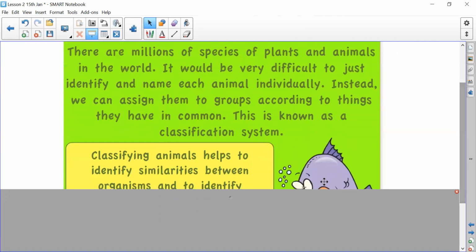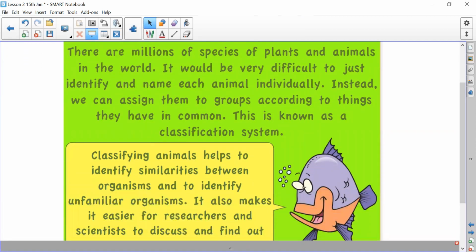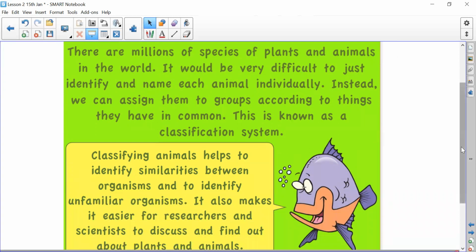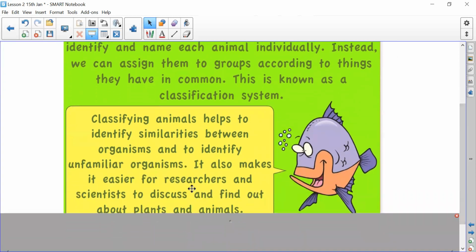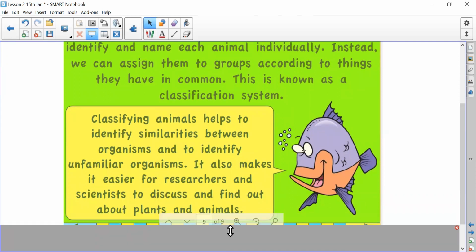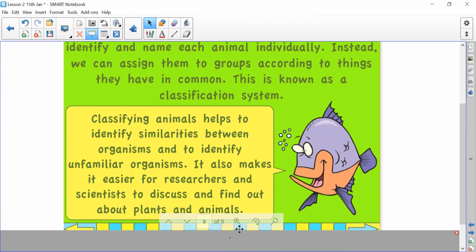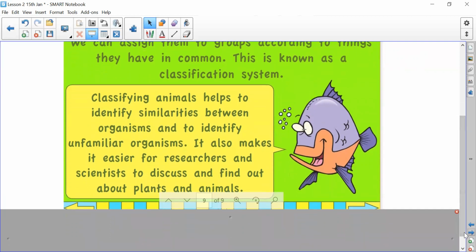Classifying animals helps to identify similarities between organisms and to identify unfamiliar organisms. It also makes it easier for researchers and scientists to discuss and find out about plants and animals. So perhaps if you were to become a scientific researcher one day, you might find a new type of species that we didn't know, and you would look at it and realise that it didn't fit into one of the common classification systems, and you think, oh, it's got something new. And think, what might it have that could be totally new, we have never seen before? And that's why we classify.